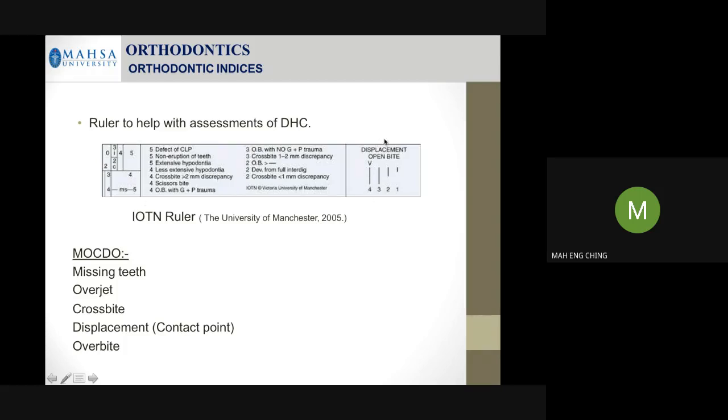You see on the right side, those are measurements, 1, 2, 4, that's more than 4. On the left side, there is overjet. You can measure the overjet accordingly.